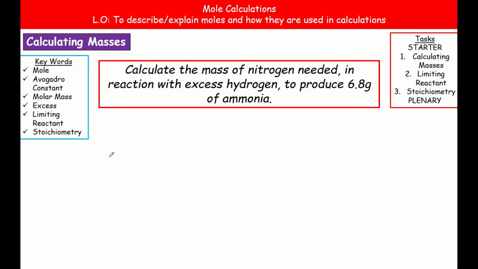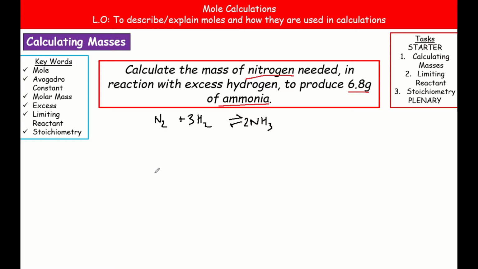So let's have a little look to see how we solve this then. Calculate the mass of nitrogen needed in a reaction with excess hydrogen to produce 6.8 grams of ammonia. As we've read it, we've underlined, circled or highlighted the key bits of information. So here we're only concerned with nitrogen and ammonia. Now, just in case we don't remember, this equation is nitrogen plus hydrogen makes ammonia, so NH3. And if we quickly balance that, then we have a 2 there and a 3 there. So there's our balanced symbol equation.